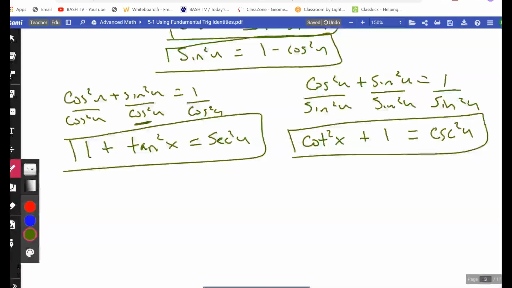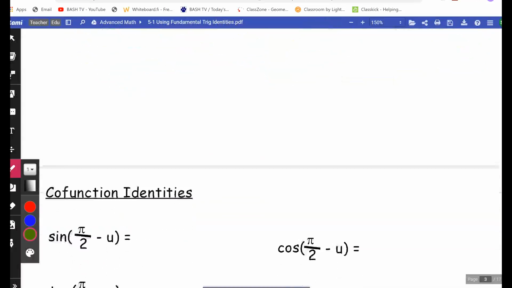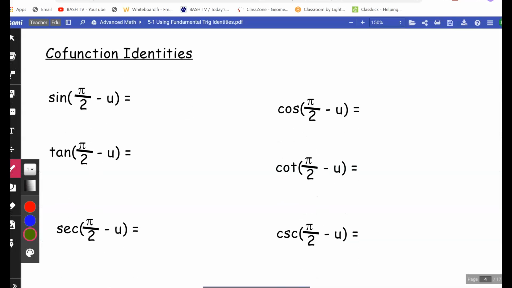All right, so a couple other identities here. The next ones are not ones that I would require you to memorize. When I look at that sheet that you have, there are 5 boxes. The first 3 are the important ones, and they're the ones you're going to have to know from memory eventually. The next 2, I would give them to you if we ever use them. Okay. The next one's called cofunction identities.